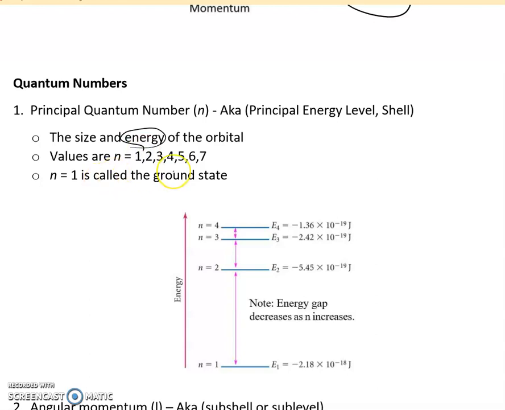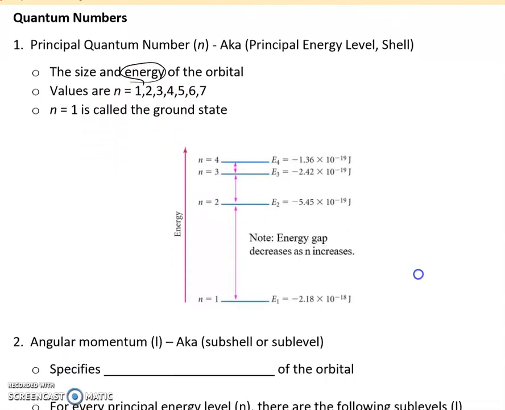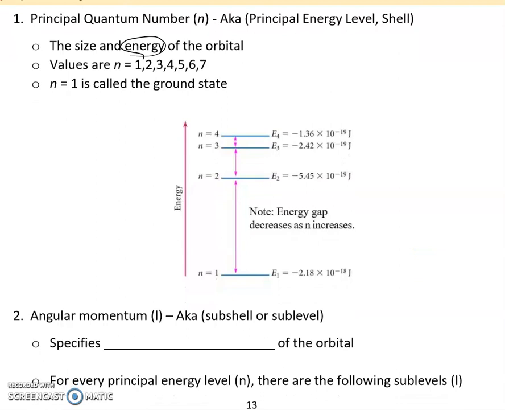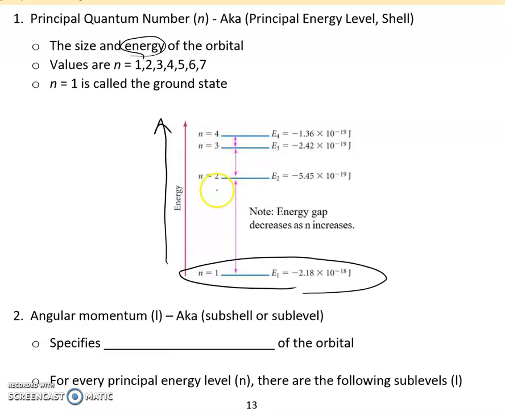So values of n are, again, counting numbers, and when n equals 1, it's called the ground state. So over here, n equals 1 is the ground state. Now notice on this plot we have energy increasing in this direction, and notice what happens to our n's, or our principal energy levels, or our shells. As we get higher in energy, the energy gap decreases. So here the energy gap gets smaller.